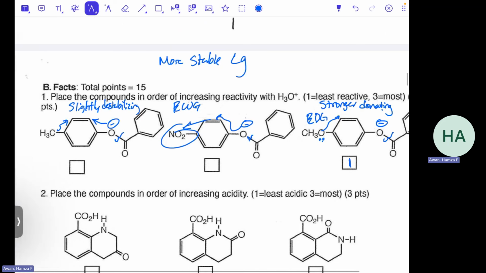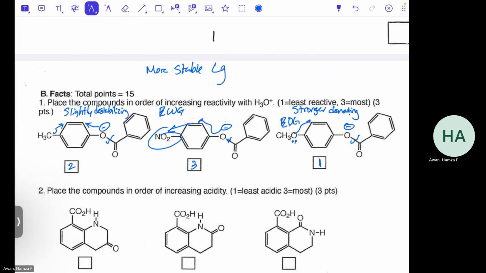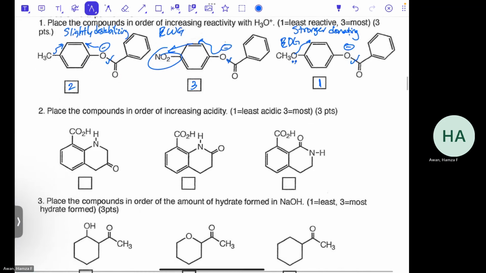And because our first one is going to be slightly destabilizing, it's not going to be as stable as the second one, because the second one is going to be pulling more electron density, and so it's going to be a smaller charge on the oxygen. So this is going to be our number 3, and our first one is going to be number 2. Are there any questions on that one? No? Okay, we'll move on.